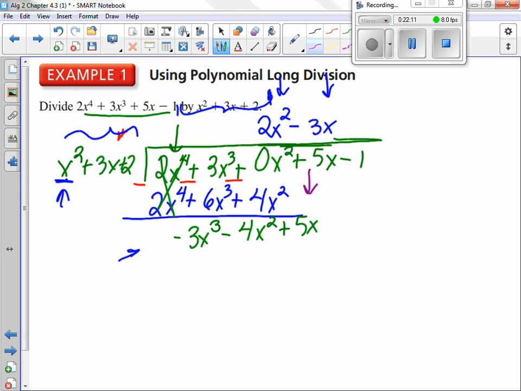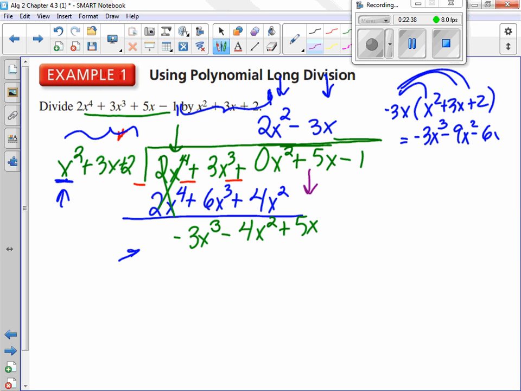Okay, let's keep going. So we're going to multiply negative 3x by x squared plus 3x plus 2. Well, negative 3x times x squared will give us negative 3x cubed. That's what we want. Negative 3x times 3x is going to be negative 9x squared. And negative 3x times 2 is going to be negative 6x.